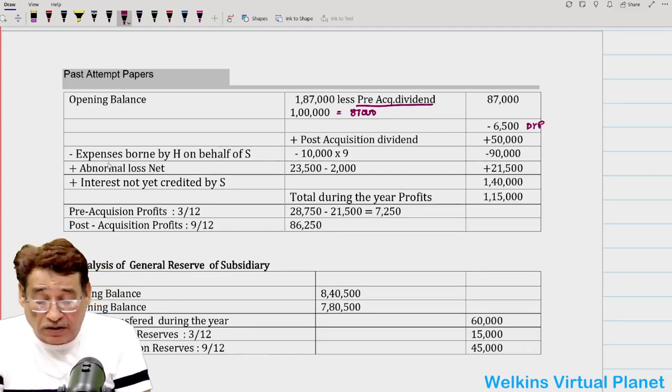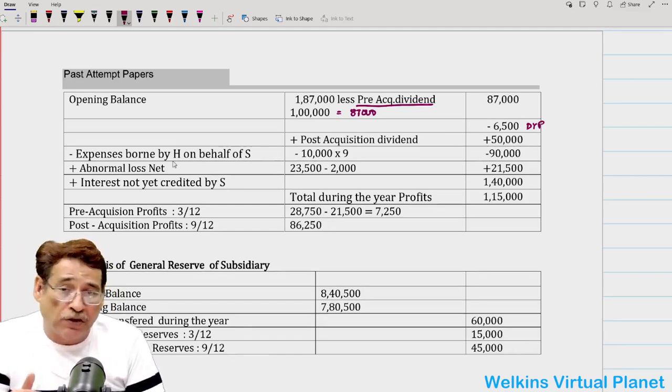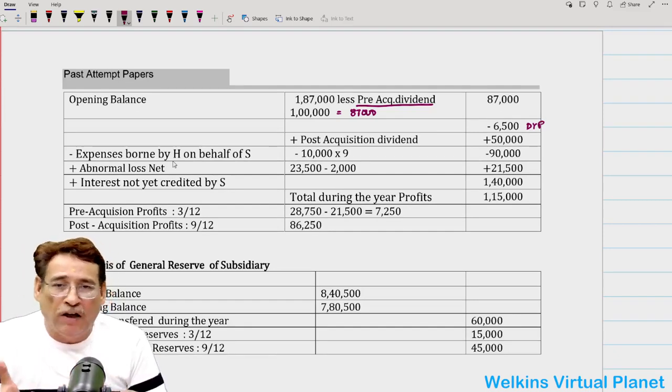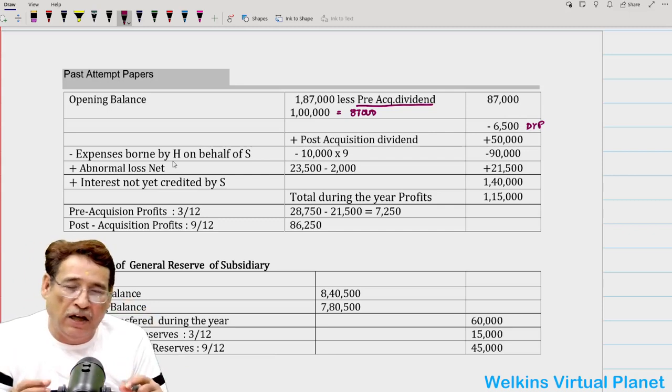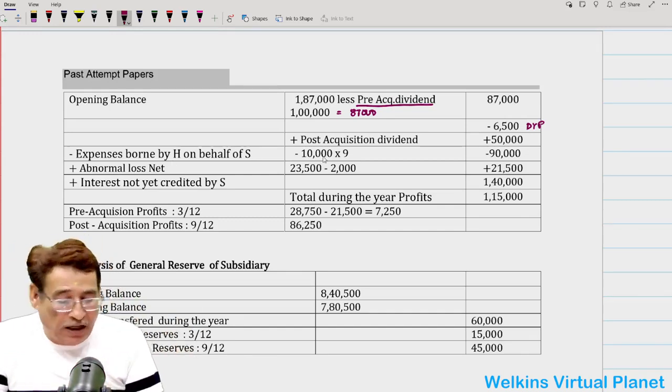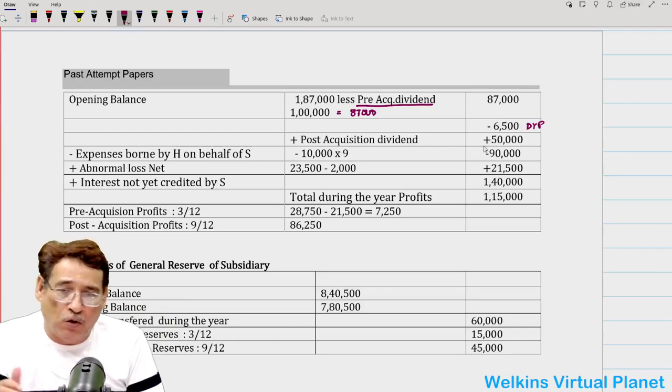Then I told you just a moment ago that in this question, some expenses on behalf of subsidiary company have been borne by holding company, but subsidiary company hasn't passed any entry for the same because holding company had told them very specifically that we are going to charge you for these expenses. So at the rate of 10,000 for 9 months, holding company has borne the expenses on behalf of subsidiary company. So now subsidiary company will subtract. Correct. Now holding company will charge the subsidiary company. So profit or loss account of subsidiary company will get reduced. So minus 90,000. Now you will subtract here.